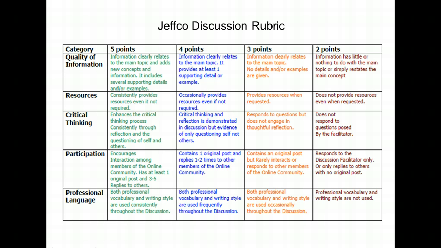Here is the rubric for the discussion, Jeffco discussion rubric. And this can be found under your resources folder or rubric folder in the course information folder found in the left-hand side in your materials. So I'm just going to be looking over here at the 5 points for each element of a discussion post. The information clearly relates to the main topic and adds new concepts and information. It includes specific supporting details and examples.